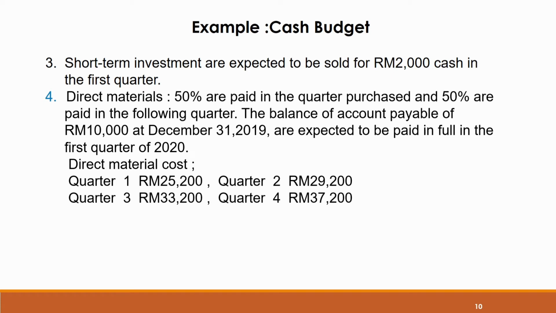So the first quarter direct material cost Rm 25,200. The second quarter Rm 29,200. The third quarter Rm 33,200. And the fourth quarter Rm 37,200. So we have to record in the cash disbursement section, and we have to prepare the schedule of expected cash payment.